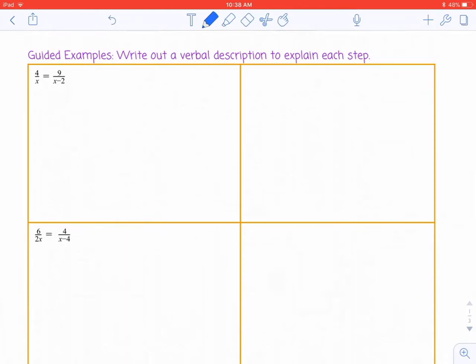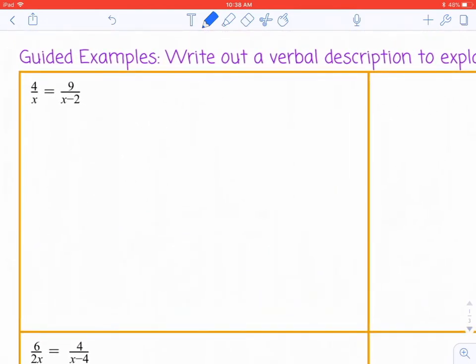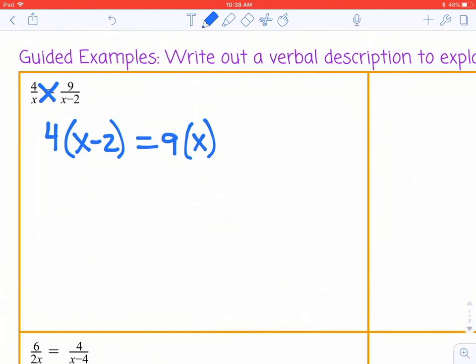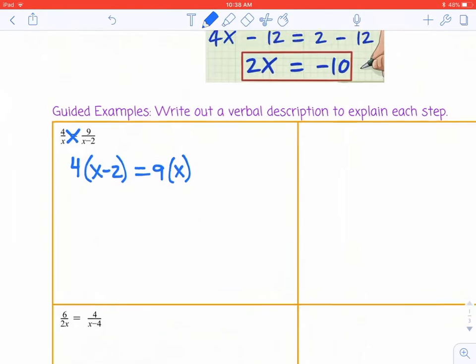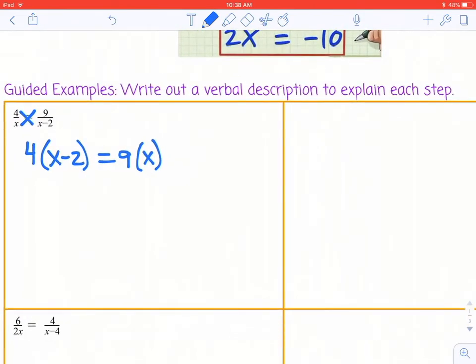We have 4 over x equals 9 over x minus 2. Cross multiplying works when we have one fraction equal to one fraction and nothing else is in our problem. So we're going to cross multiply and get 4 times x minus 2 is equal to 9 times x. Our first step, let's put over here because it says write out a verbal description to explain each step. So we're going to say that we first used cross multiplication. So cross multiply is step 1.